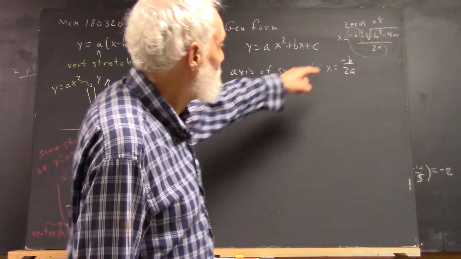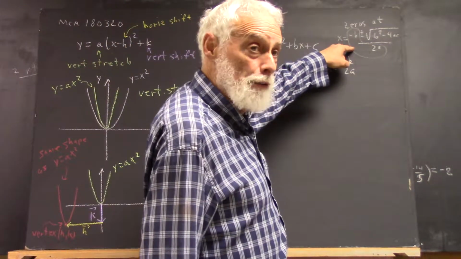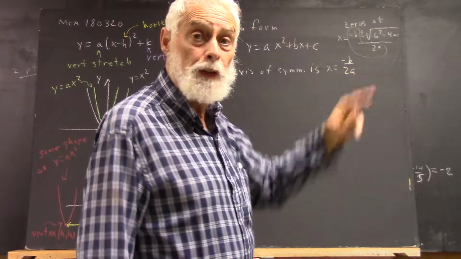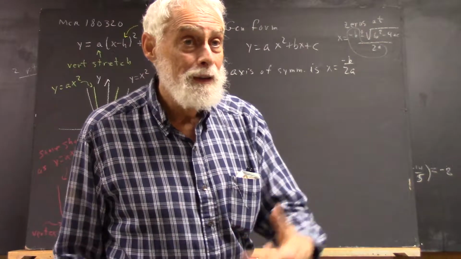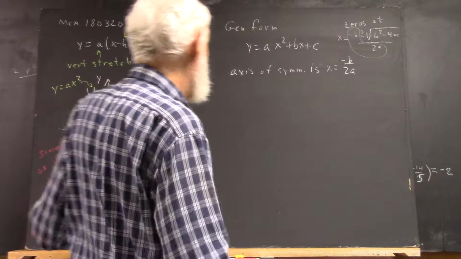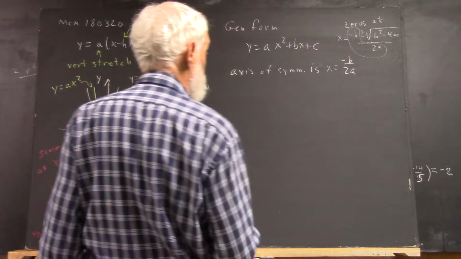Okay, well, if you know the quadratic formula, then you know where to find the equation for the axis of symmetry. And if you understand what I just said, you'll know why that's the axis of symmetry. Okay? Well, in any case, that is the axis of symmetry.